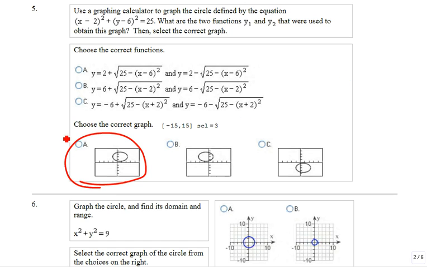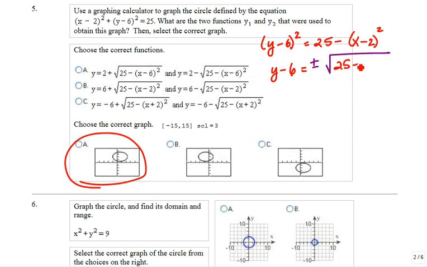Now, how would I enter that on the calculator? I'd have to solve it for y. So we would first have to remove the term with x. So we would have (y - 6)² = 25 minus the quantity (x - 2)². Now we would need to remove the square by applying the square root. So this would be y minus 6 is equal to, the square root property, plus or minus the square root of 25 minus (x - 2)².